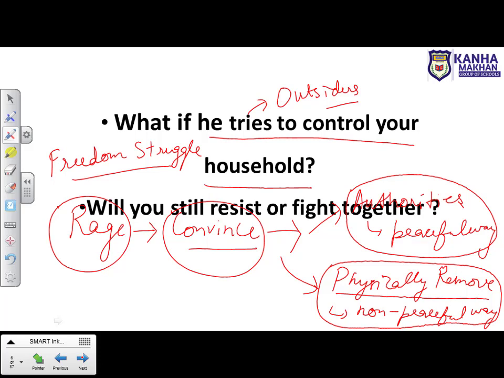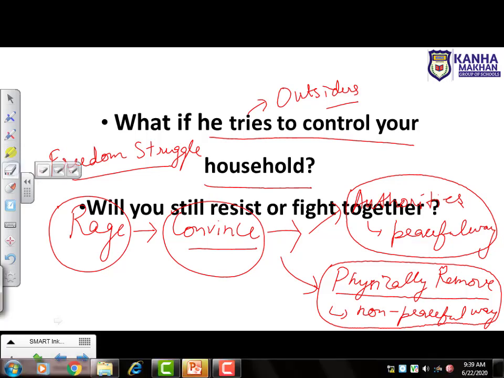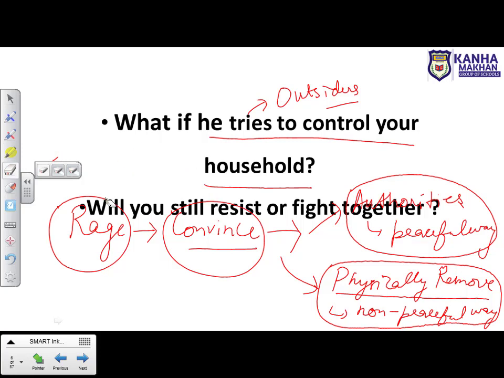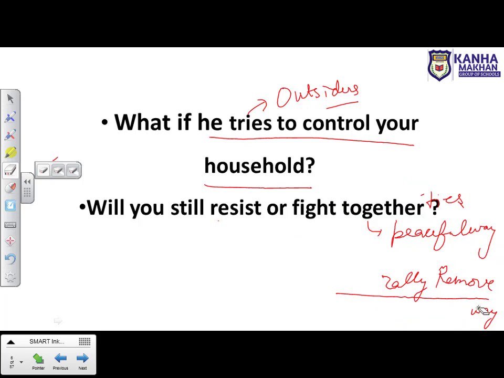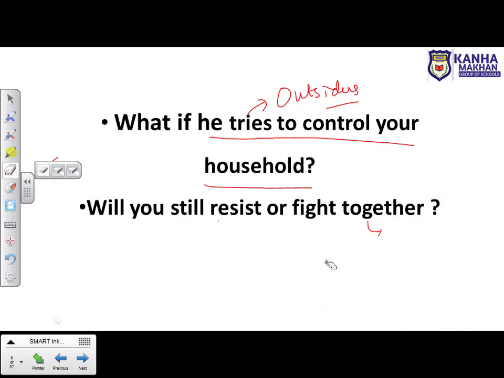Now I want to ask one more thing. You and your sibling most of the time fight, but if any other person comes, will you resist, will you fight together? Yes, we will fight. Our ways can be different, like peaceful and non-peaceful, but most of us will not like the prospect of anybody coming into our home and taking the control in his hands.